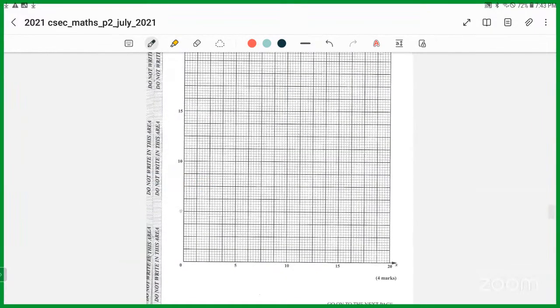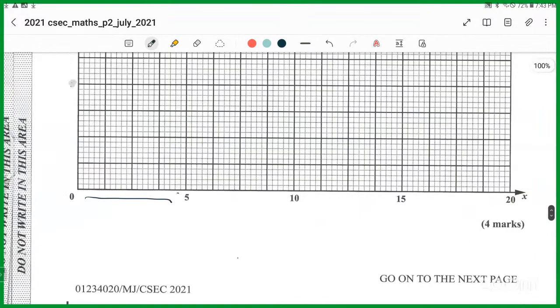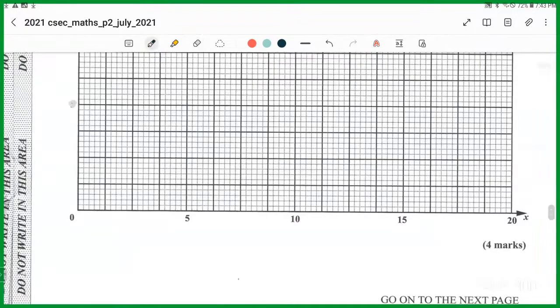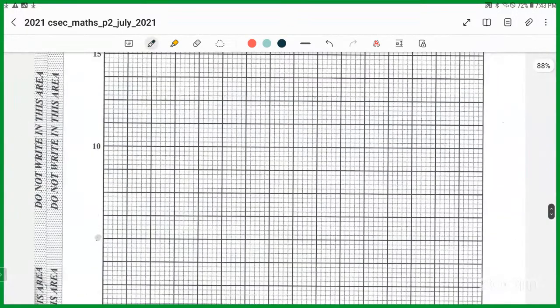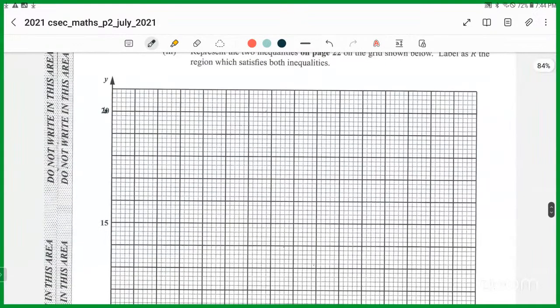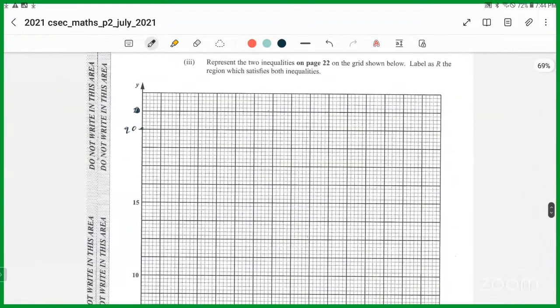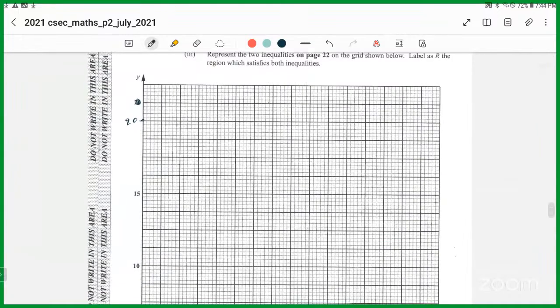Because they're going 4 lines to 5, 4 lines to 5, 4 lines to 5, 4 lines to 5, and then all of a sudden up here they go 4 lines. So up here, this 20 really is supposed to not be here, but here. That is where that 20 is supposed to be.